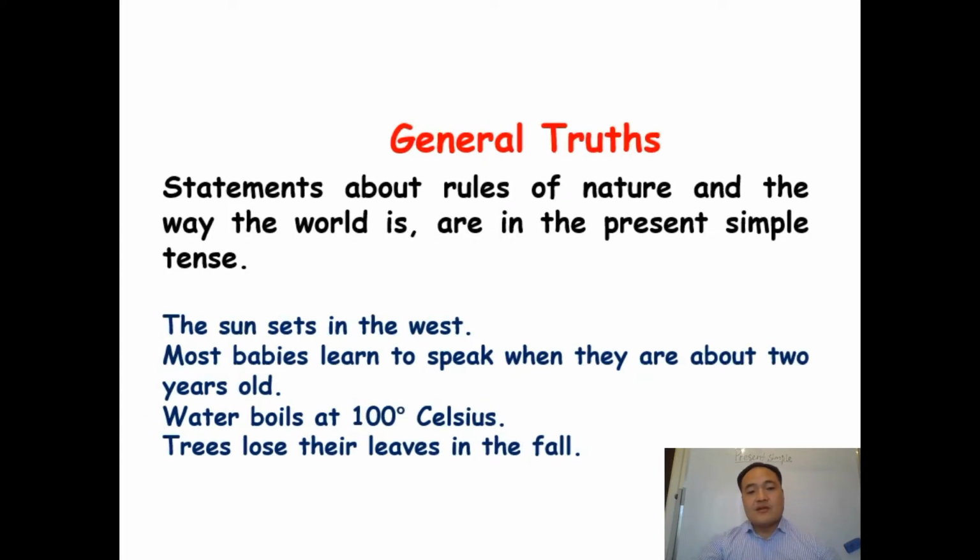And also, you need the present simple tense to describe the general truths. Statements about rules of nature and the way the world is are in the present simple tense. For instance, the sun sets in the west. Okay, so that's a general truth. We all know that the sun only sets in the west and it rises from the east, right? And the next one, most babies learn to speak when they are about 2 years old, and that's a general truth, all about the average human being, right? And also, water boils at 100 degrees Celsius. Okay, trees lose their leaves in the fall.